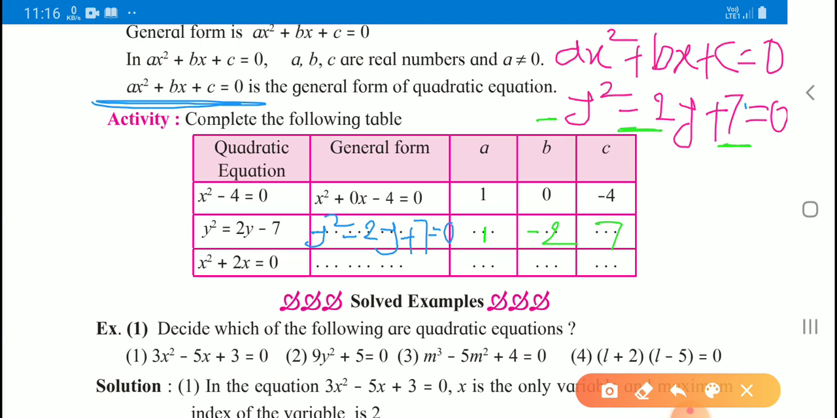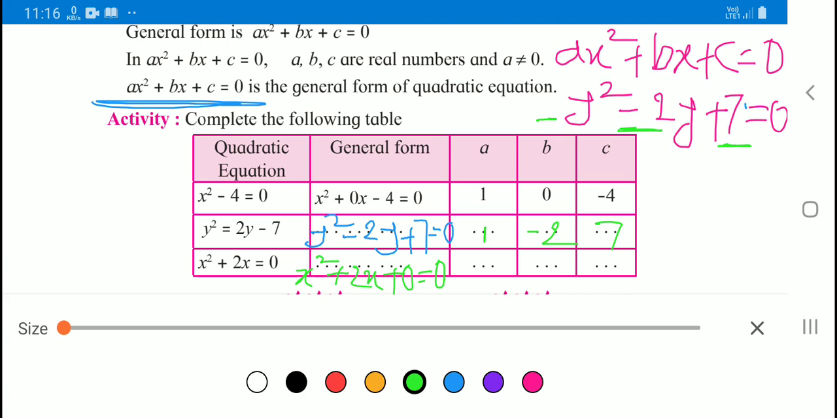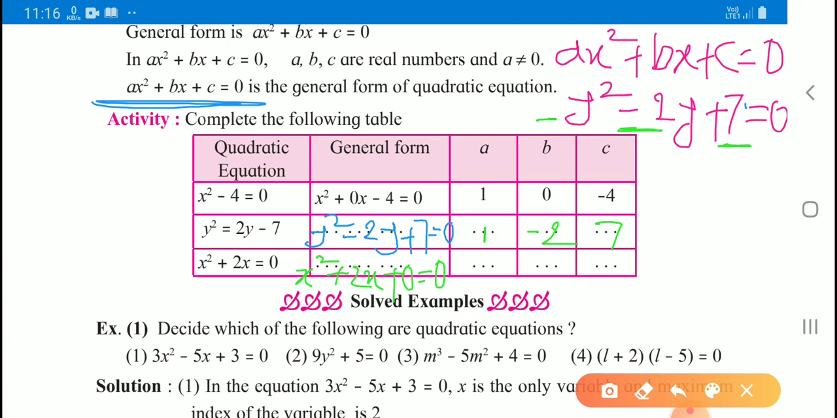Now we will see the third equation, that is x square plus 2x is equal to 0. Here the constant term is absent. So first we will write the standard form or general form, that is x square plus 2x plus 0 is equal to 0. Now compare this equation with the standard form and you will get the a, b, c values as 1, 2 and 0. Okay, do you understand this? How to write the general form and the values of a, b, c.